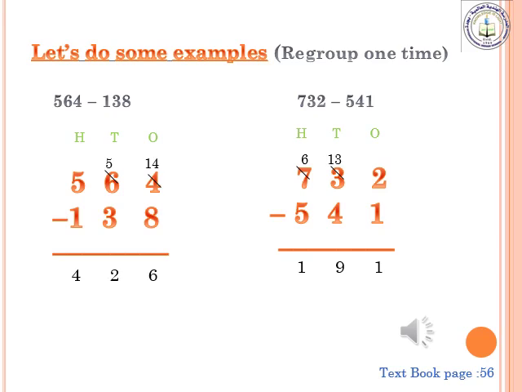Here in tens place 6. If we take 1 from 6, it will be 5. Then now in ones place it will be 14. Now we can subtract 14 minus 8. So keep 8 in your fingers and count backward of 14. 13, 12, 11, 10, 9, 8, 7, 6. In ones place we will get 6. Next, tens place 5 minus 3. Can we subtract?